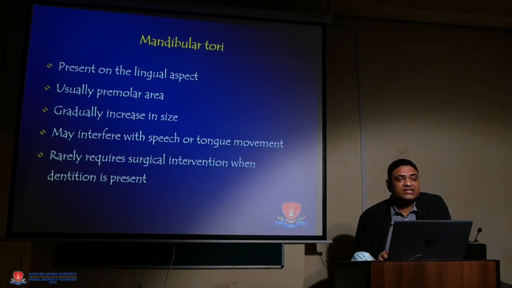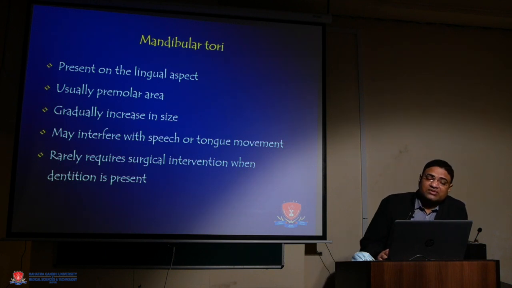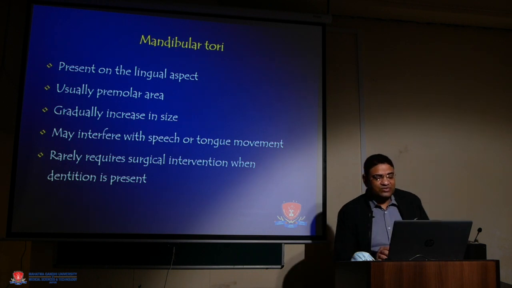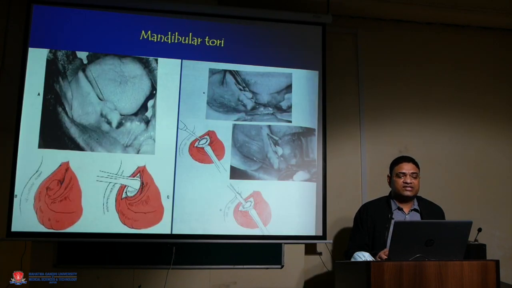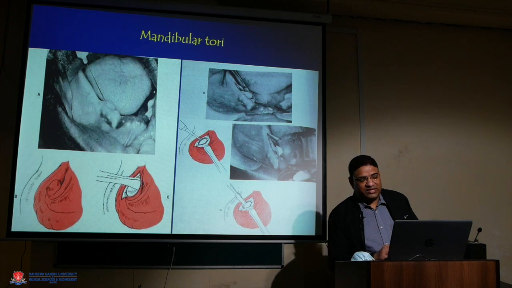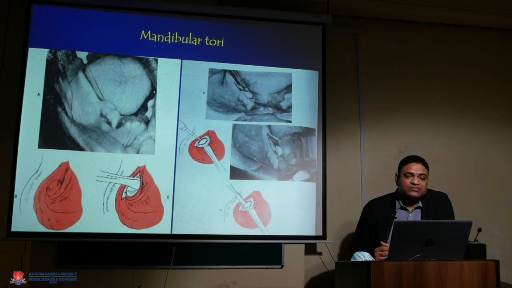Now comes the mandibular tori. They are present on the lingual aspect in the premolar area, and gradually they increase in size, may interfere with speech and sometimes tongue movements, so they rarely require surgical intervention when dentition is present, but after removal of the dentition there is a requirement for contouring of the mandibular tori. So we have to give a linear incision on the alveolar ridge on both sides wherever they are present, expose the tori area and trim with the bone file, the rongeur or rotary instruments. Then after removing, we close it with sutures.